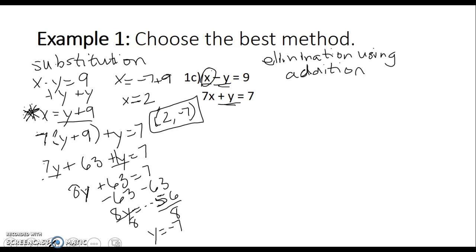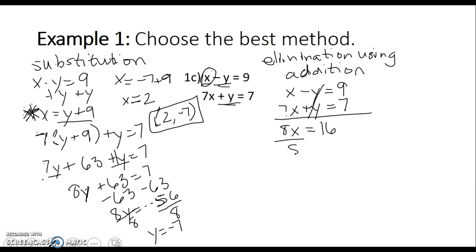All right, so if I add these together, I have x minus y equals 9, and I have 7x plus y equals 7. So if I add those together, 1x plus 7x gives me 8x. Negative y plus y cancels, and 9 plus 7 gives us 16. I divide both sides by 8, and I get x equals 2. 16 divided by 8 is 2. I can plug that back in, probably into the first equation. That'll be easiest. So I have 2 minus y equals 9.